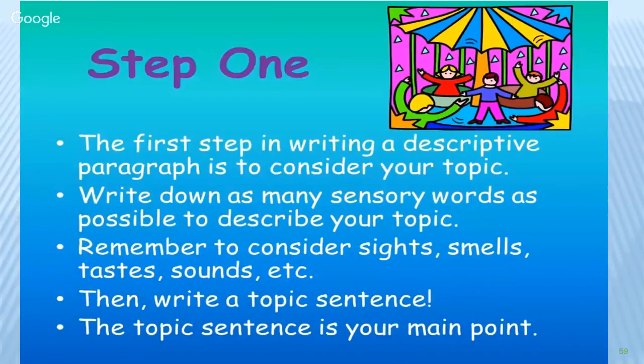First step in writing a descriptive paragraph is to consider your topic. So first, think about your topic. Write down as many sensory words as possible to describe your topic. So write down all the words that use the sense organs. Remember to consider sights, smells, tastes, sounds. You have to use the sense organs like this, and write those kinds of words.